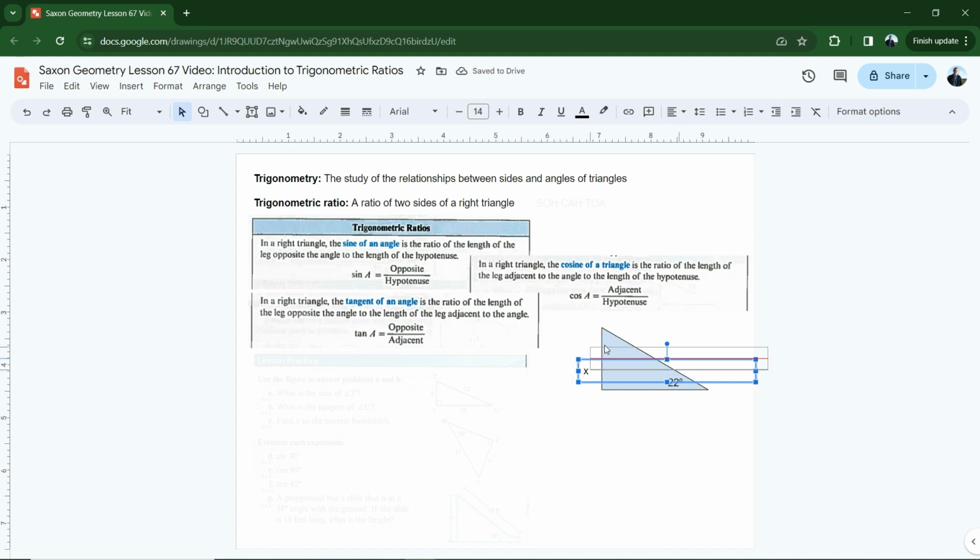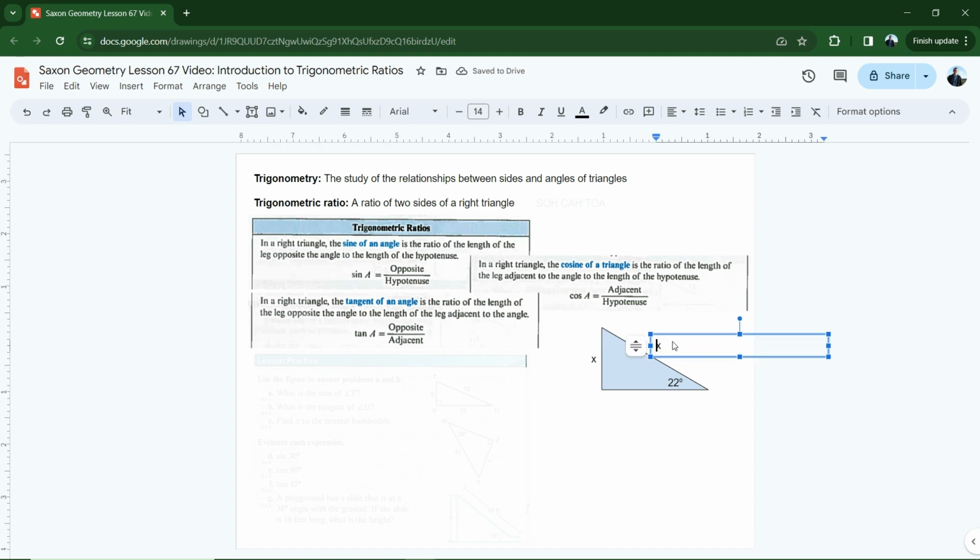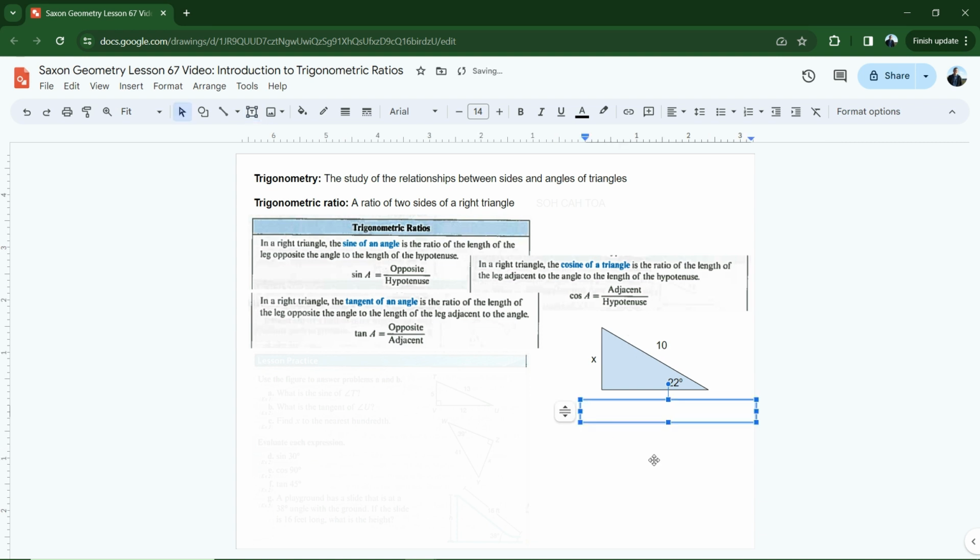x over here. And let's say that I knew that the length of the hypotenuse of this particular triangle was 10. So let's say I knew that this was 10. Am I able to figure out the length of the unknown side? As long as there's just one unknown, yeah, I am. Okay, so what am I going to use?